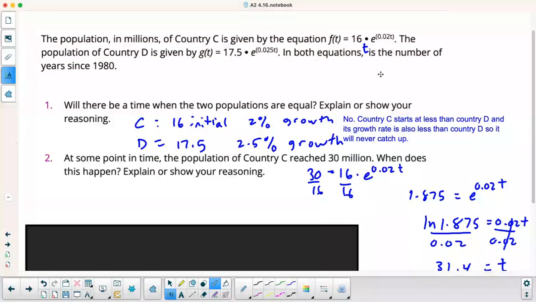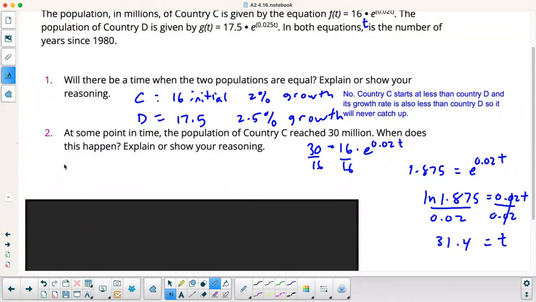Now what is t? T is the number of years. So when does it happen? It's years since 1980. So it's 1980 plus 31.4 years. So I would say that happens in 2011. So 1980 plus 31.4, so 2011. Okay.